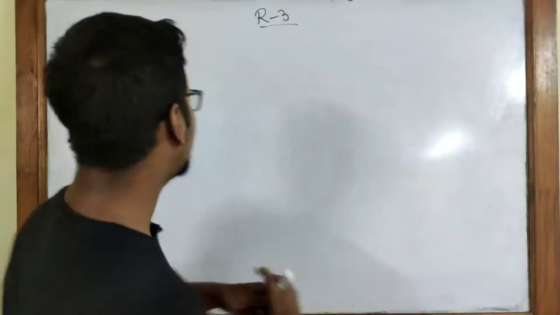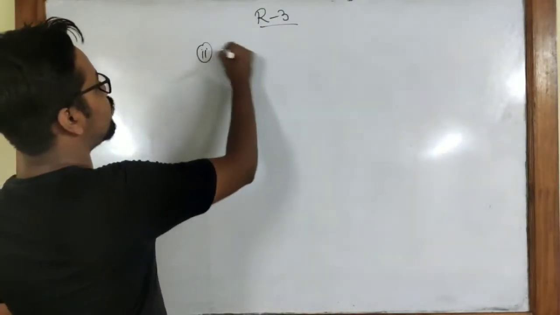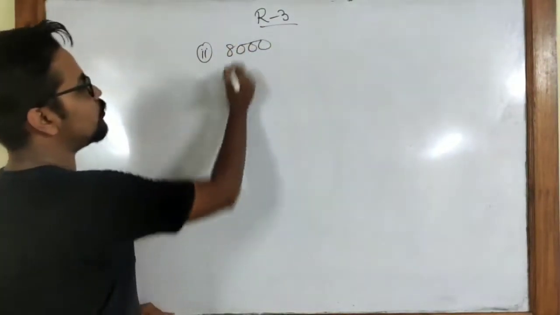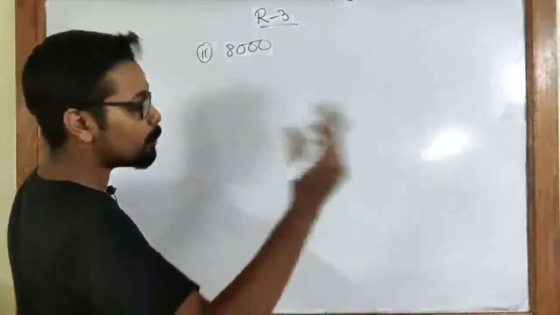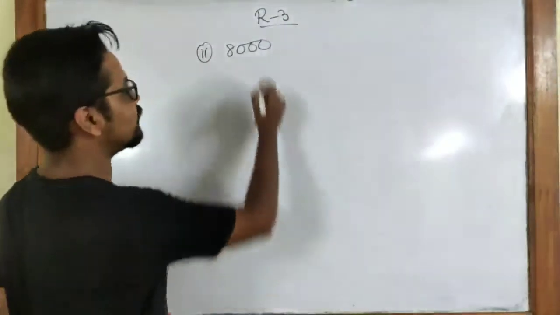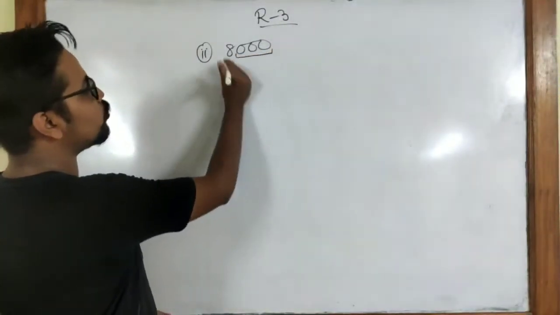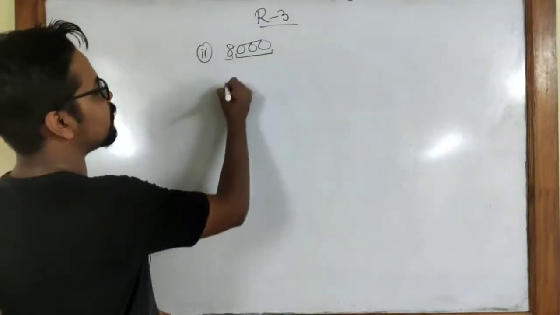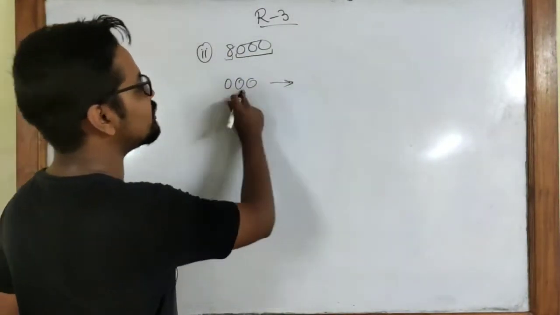Suppose number 2, 8,000. Number 2 is 8,000. So you divide into 2 parts, taking 3 digits from the right side. So we have 1, 2, 3. This is one group and this is the other group. Now this number is 0, 0, 0. What is the ones place of this number?